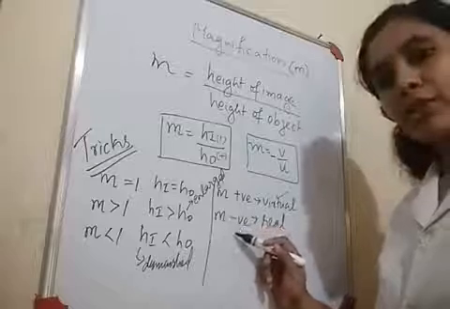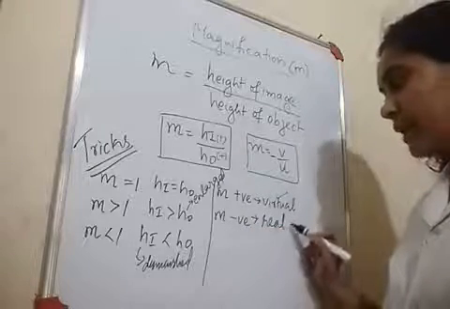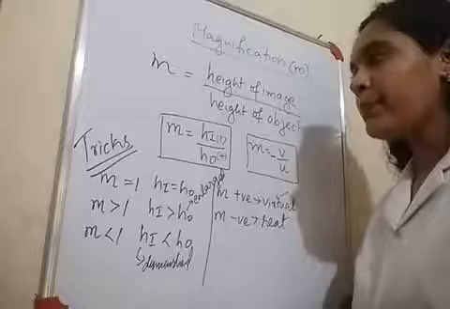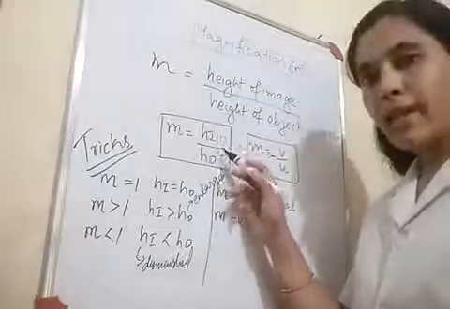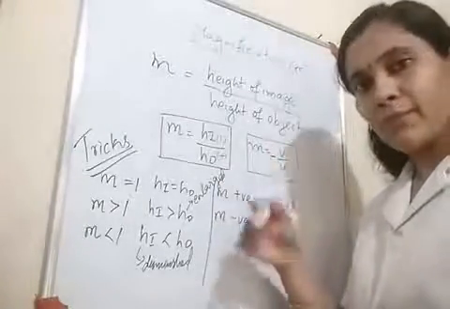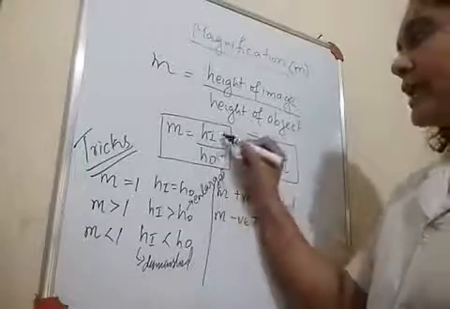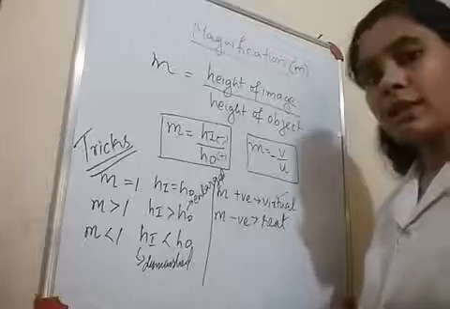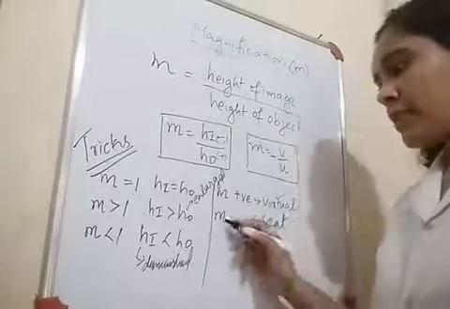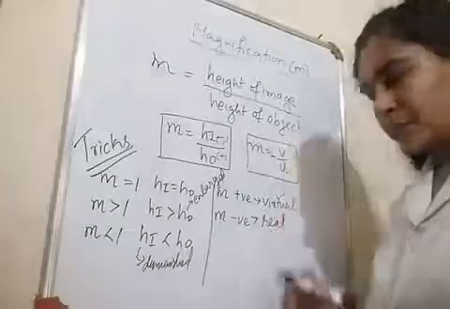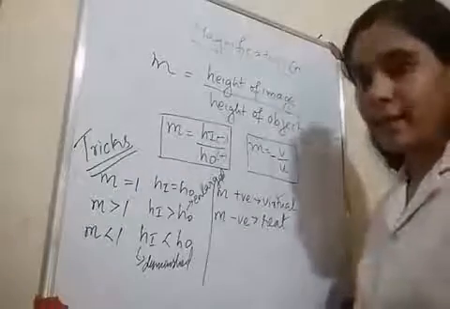And if magnification is negative, it means it will be a real image. Why? Because if the image is real, it will be inverted. If it is inverted, it is below the principal axis, so its height will be negative. So negative by positive gives negative. So if magnification is negative, the image will be real.